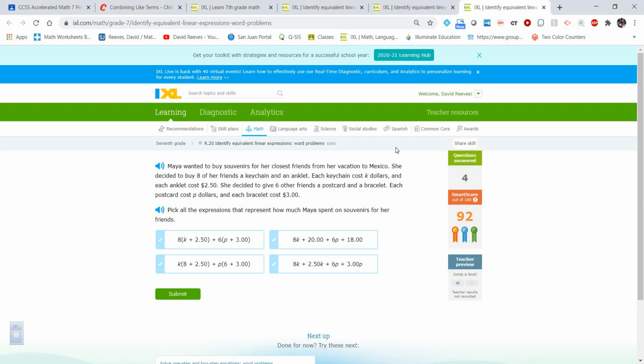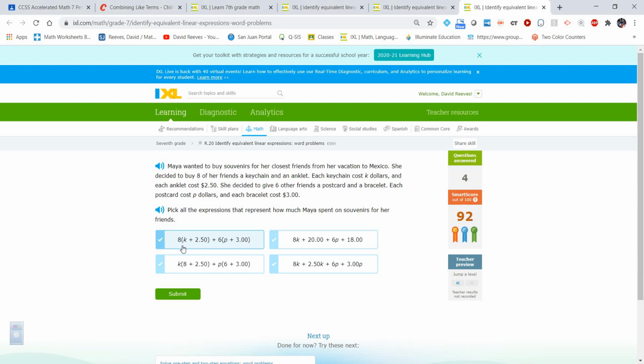So do you see how she has 2 sets of gifts here, right? The first set of gifts is for 8 friends, and the second set of gifts is for 6 friends. So do you see right here on this one, there's an 8 and there's a 6, and then we're grouping them together. What do the 8 friends get? They get a keychain, which is K, and an anklet, which is $2.50. So this is that first set of friends. And what do the second 6 set of friends get? Wow, she's got a lot of friends. She has a postcard and a bracelet, right? So this one is correct.